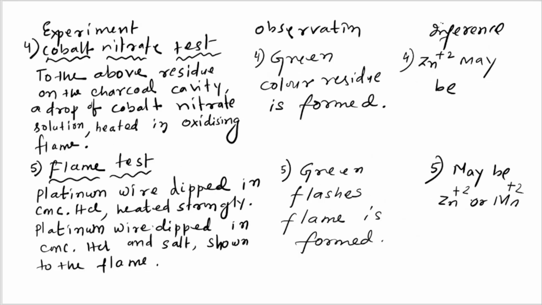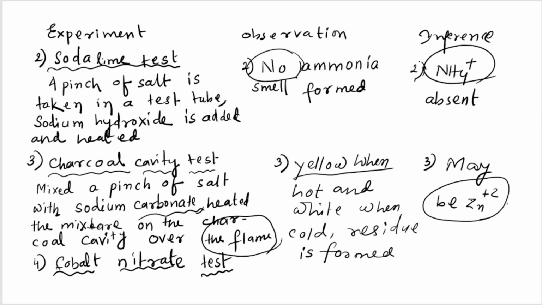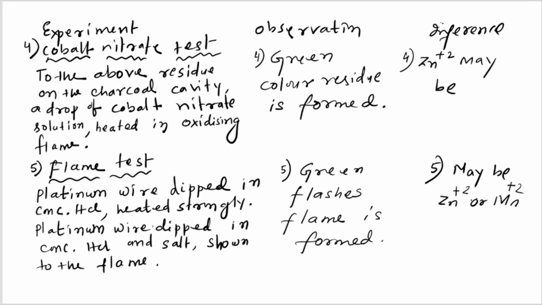Then come to the cobalt nitrate test. To the above residue on the charcoal cavity, a drop of cobalt nitrate is added, then you can find a green colored residue formed. Remember, Zn2+ gives yellow when hot and white when cold on the charcoal cavity, but with cobalt nitrate a green colored residue is formed. Then the flame test.